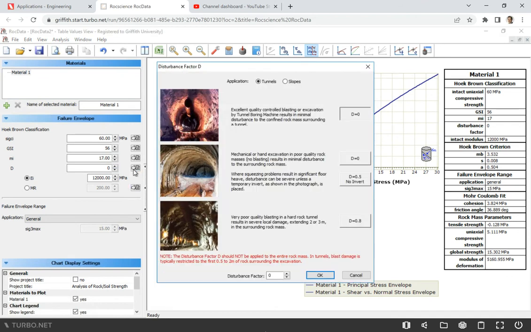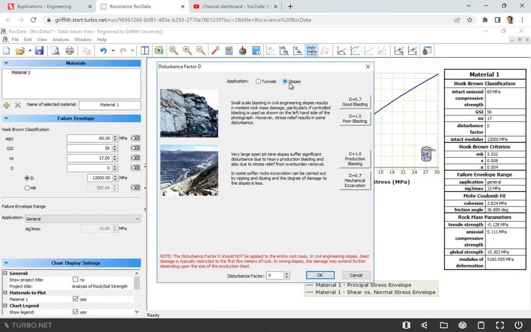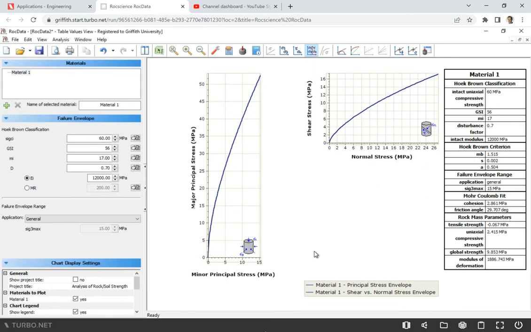Disturbance. So let's go to disturbance. We have two applications. We deal with slopes, so we click slopes and we have good blasting. So disturbance is 0.7. With poor blasting, disturbance is 1, which is the highest value. Okay, click here. Okay.